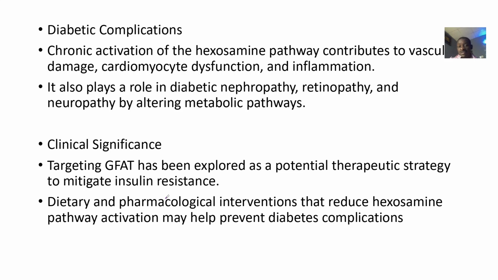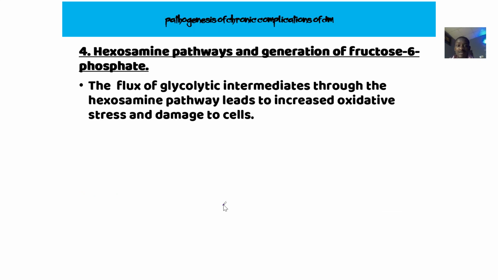So diabetic complications now. If there is chronic activation of the hexosamine pathway, it contributes to vascular damage, cardiomyocyte dysfunction. As the muscles of the heart are getting dysfunction, inflammation, it also plays a role in diabetic neuropathy, diabetic nephropathy, diabetic retinopathy by altering the metabolic pathways. So the clinical significance is that targeting this has been explored as a potential therapeutic strategy just to deal with insulin resistance in diabetes mellitus. So dietary and pharmacological interventions that reduce hexosamine pathway activation will help to prevent the various complications we have in diabetes mellitus.